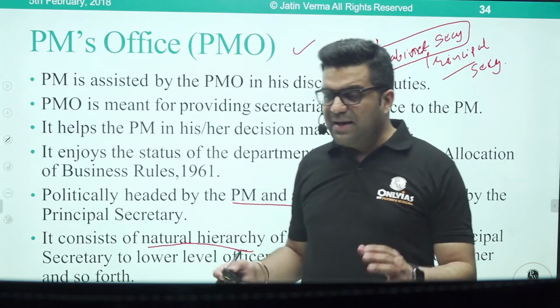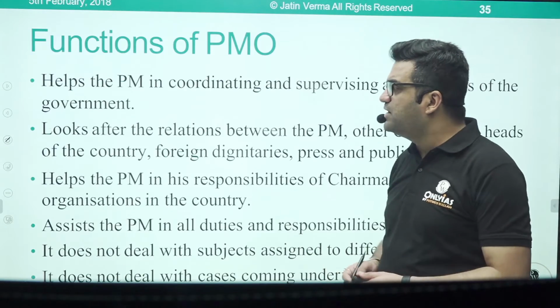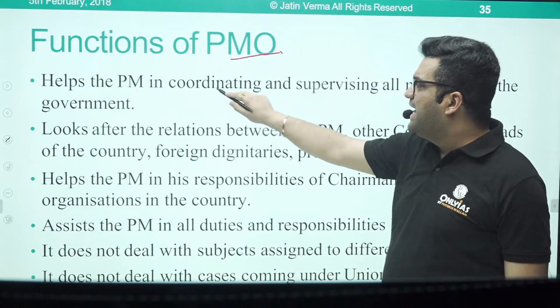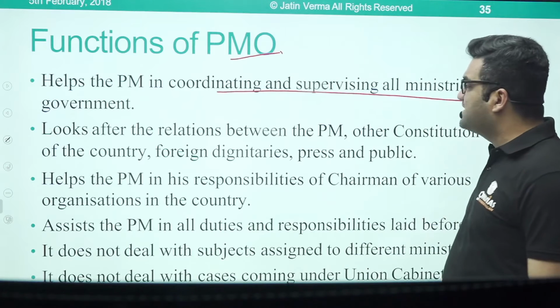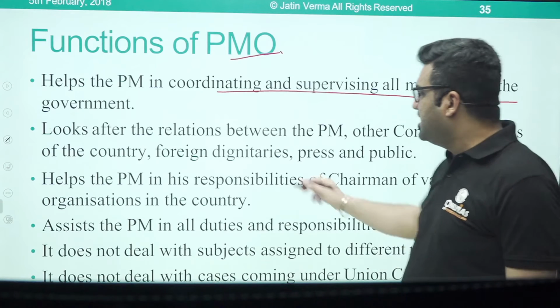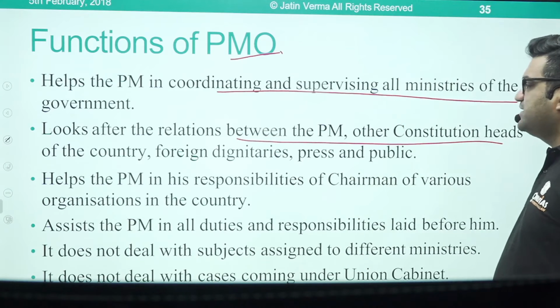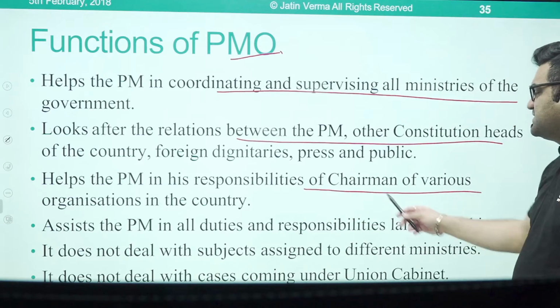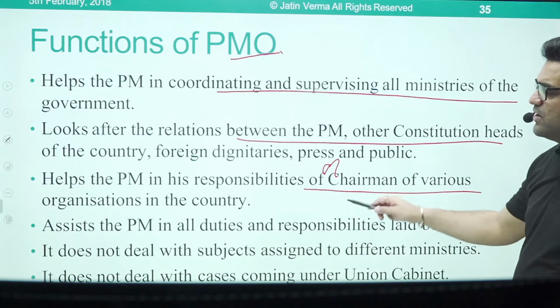Okay, so the Cabinet Secretariat is the repository of all the information. Functions of the PMO, the Prime Minister's Office: it helps the PM in coordinating and supervising all the ministries, looks after the relations between the PM and other constitutional heads, and helps the PM in his responsibilities as chairperson of various organizations.